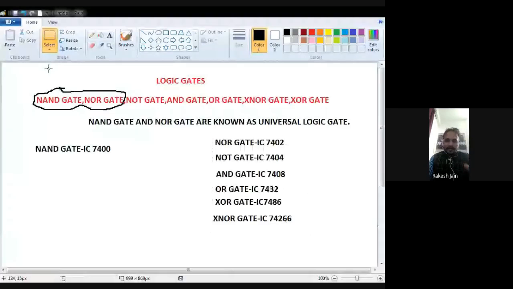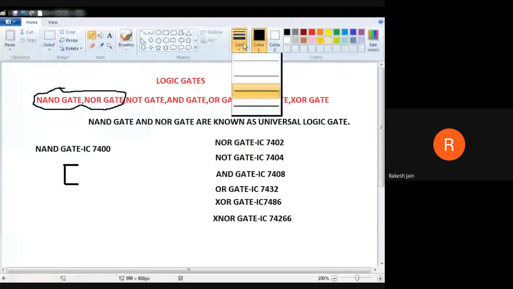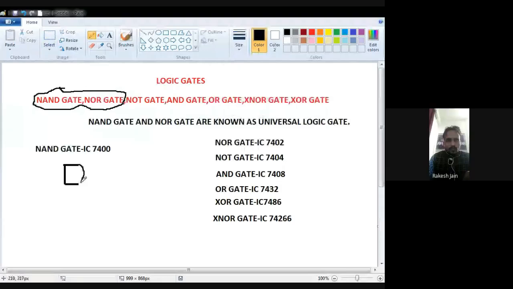We just take certain examples. There are so many kinds of ICs like TTL, transistor-transistor logic ICs. They start from the number 4, but here we describe the ICs which belong to the 74 family. So 7400 is for the NAND gate, 7402 is for the NOR gate, 7404 is for the NOT gate, 7408 for the AND gate, the OR gate is 7432, the XOR gate is 7486, and the XNOR gate is 74266.